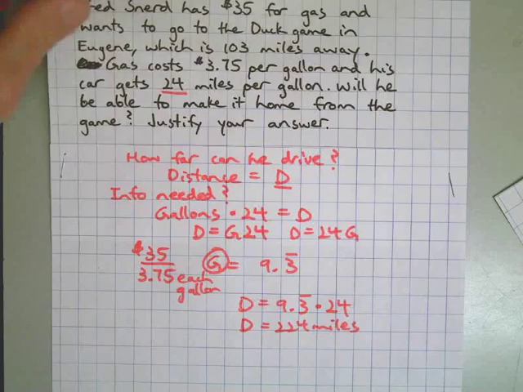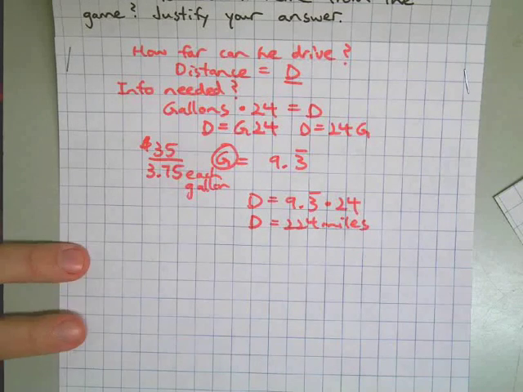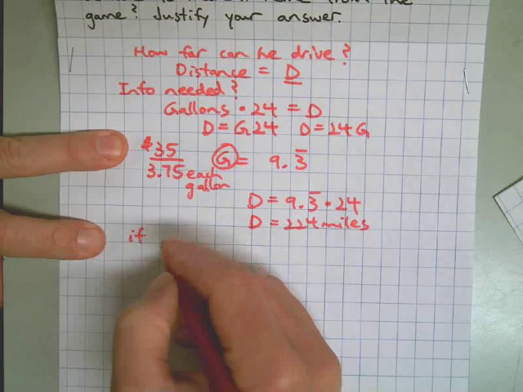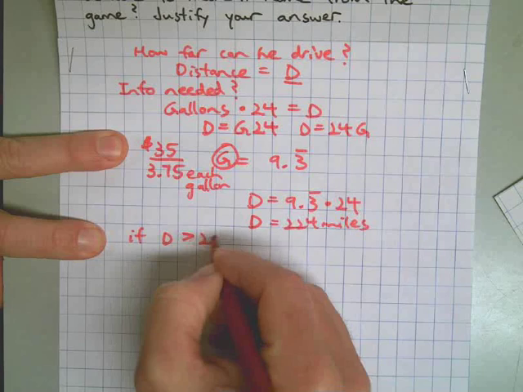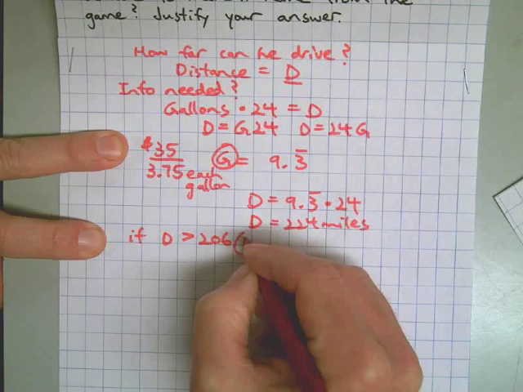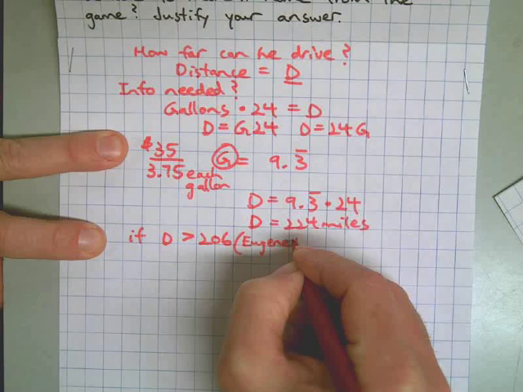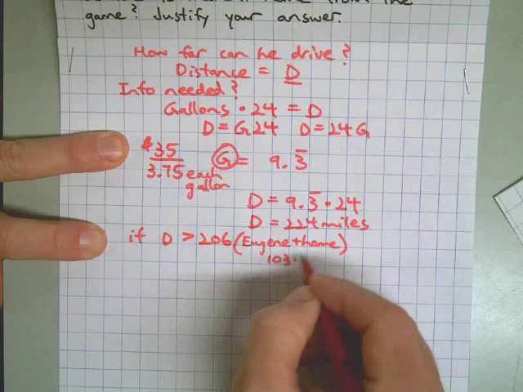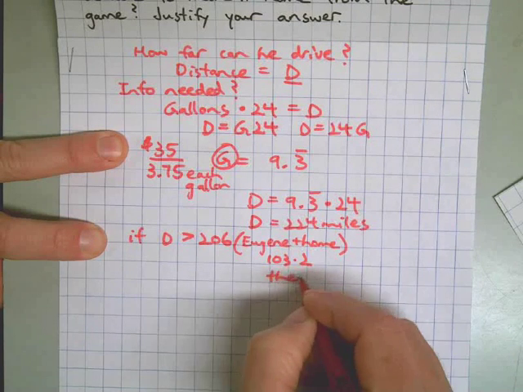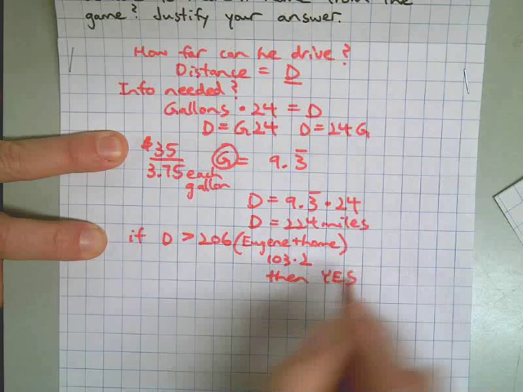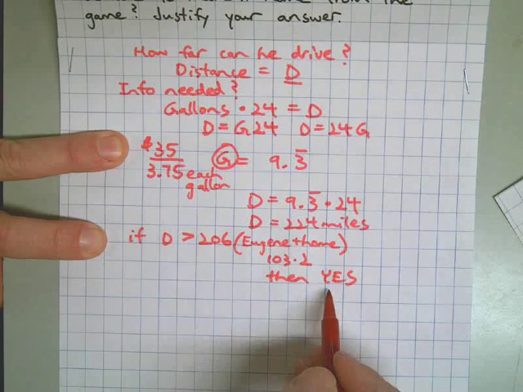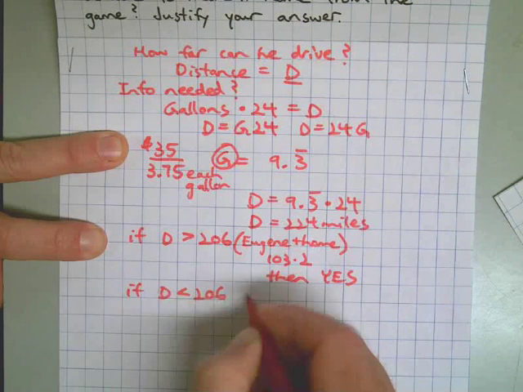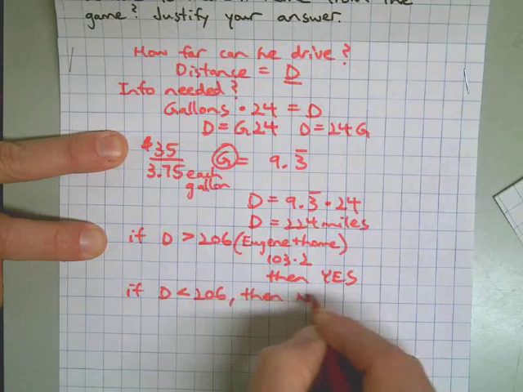All right, now we go back to our question, and it's really an if-then situation. If distance is greater than 206, that's Eugene plus getting home, 103 twice, then the answer is yes, he can make it home. If distance is greater than 206, he can make it home. If distance is less than 206, then no, he will not make it home.